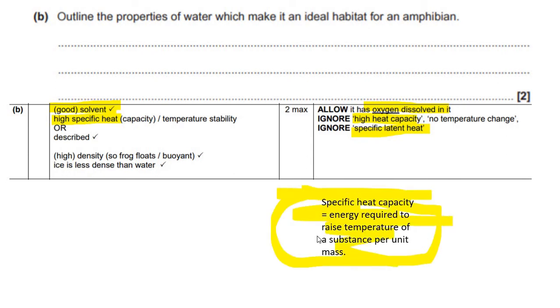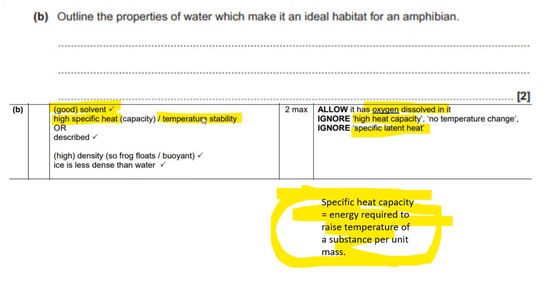So what is it? So this is specific heat capacity here. It's the energy required to raise the temperature of a substance per unit mass, which means how much energy is needed to make water, in this case, go hotter by 1 degree Celsius, and it's 1 kilogram. That's what specific heat capacity is. Now, you should know this from your GCSE. We do cover it again at A level. So what does that mean? That means that because it has a high specific heat capacity, a lot of energy is required to heat that water up.